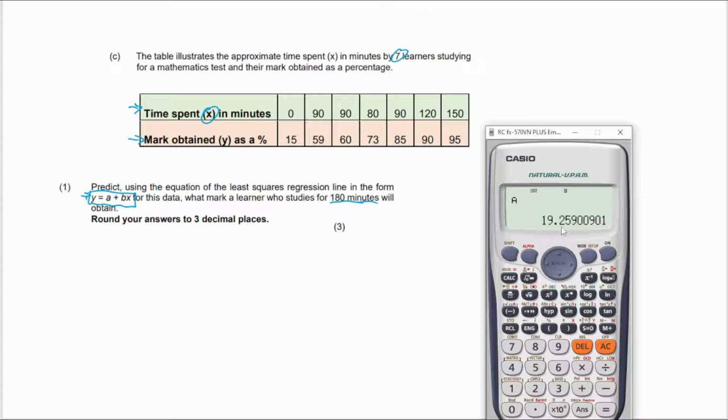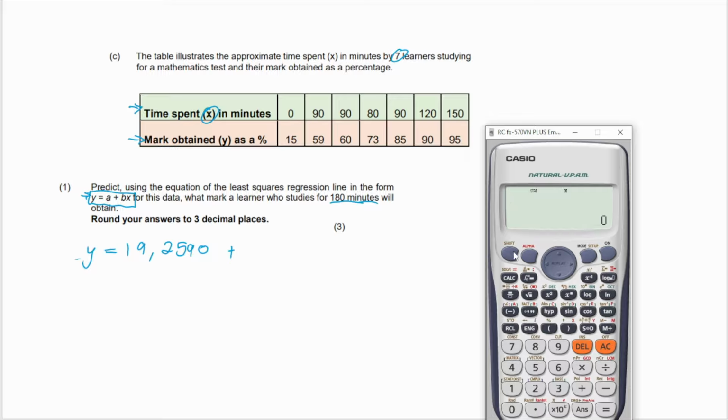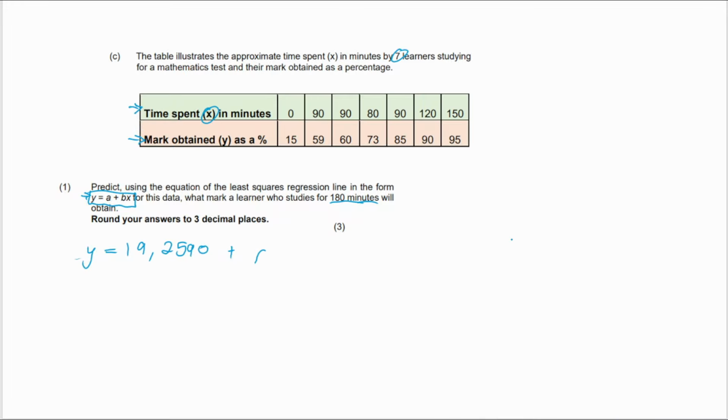So I'm going to round it to 4 decimal places, so 19,2590. Okay, so y is equal to that, plus, now to find our B, we just go AC again, regression, there's our B, and our B is 0,5519. So 0,5519x.